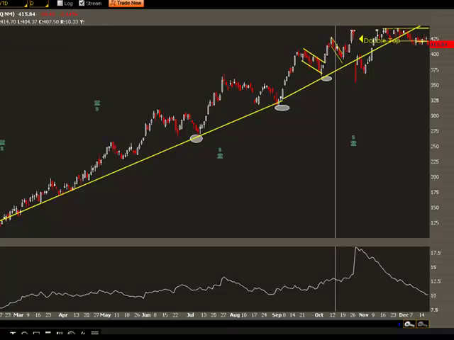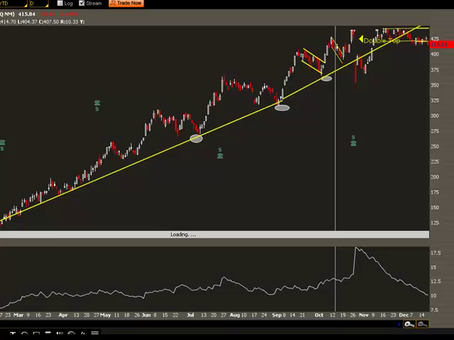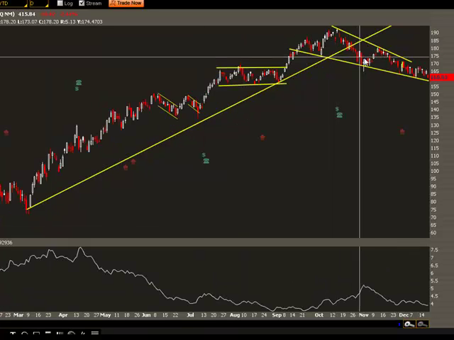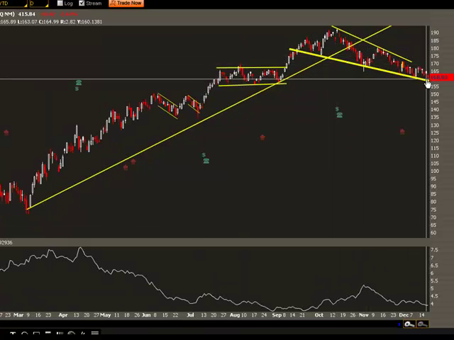then the trade is on. Let's go and take a look at GS. GS has been in a falling wedge and is about getting hit here.